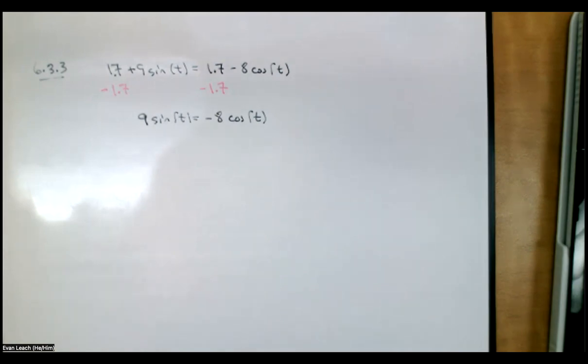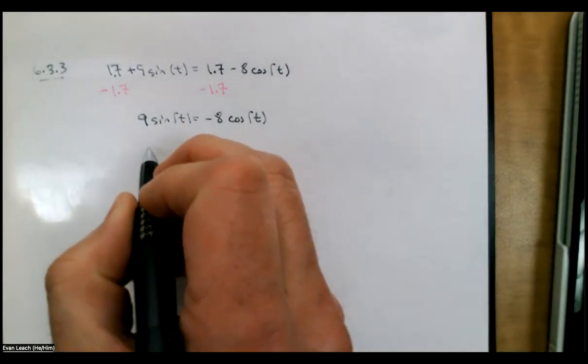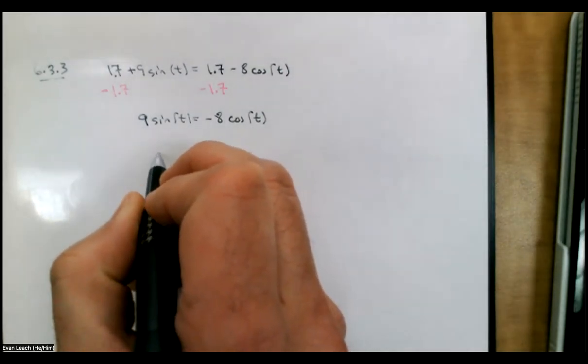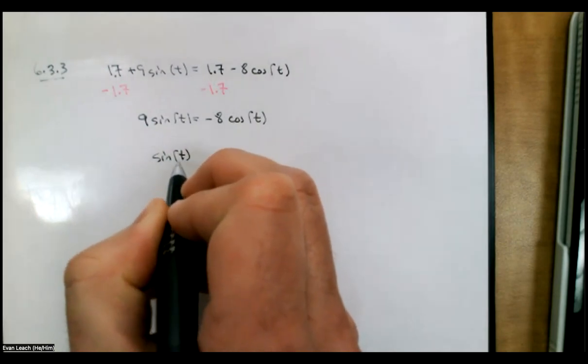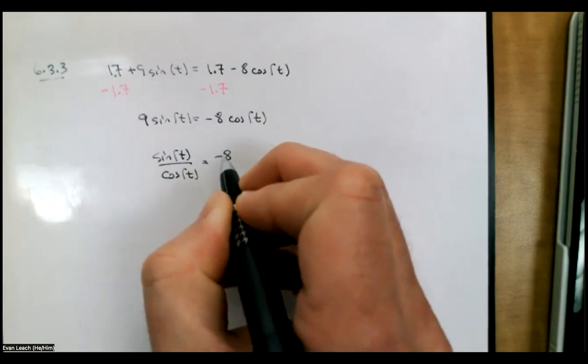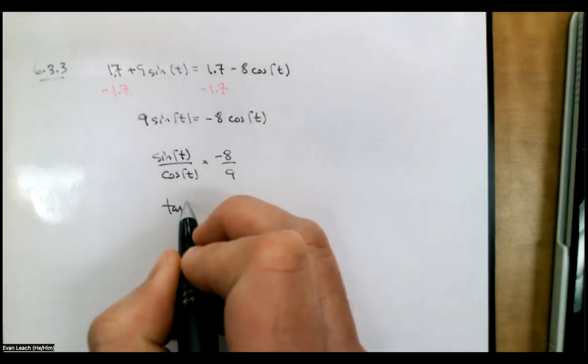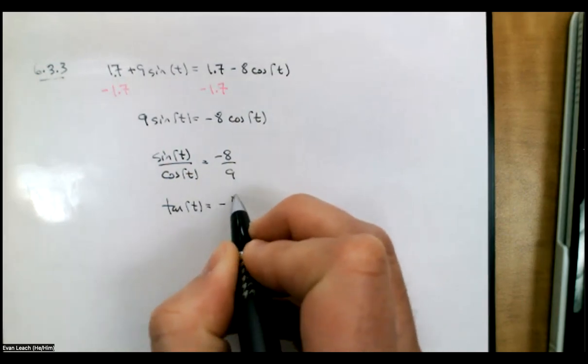So now that I've only got one term on each side, I can make a proportion. I'm going to divide by cosine. And I'm actually going to move the 9 over to the other side, because now I can write tangent of t is negative 8 over 9.